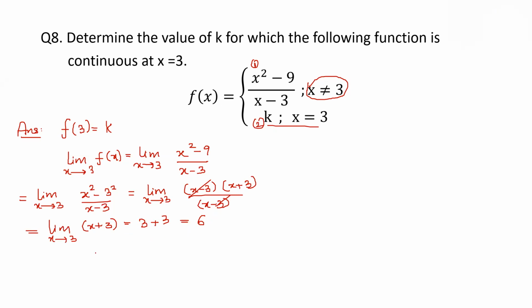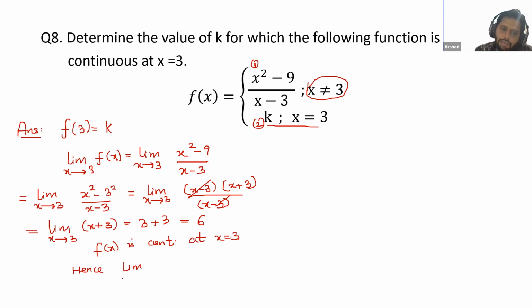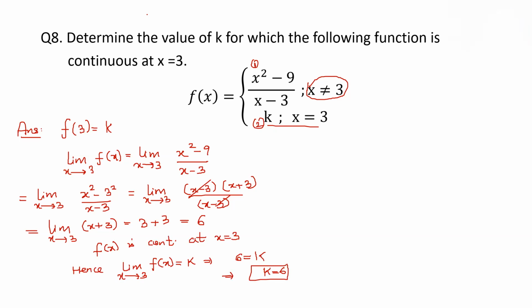Now it is saying that the function f(x) is continuous. Okay, it is given here: f(x) is continuous at x is equal to 3. Hence, the limit as x tends to 3 of f(x) is equal to k. Now what is this? This is 6. 6 is equal to k. So we can say k is equal to 6. Okay. I hope this is clear to everyone. Now please complete this and raise your hands so that we can start the next question.